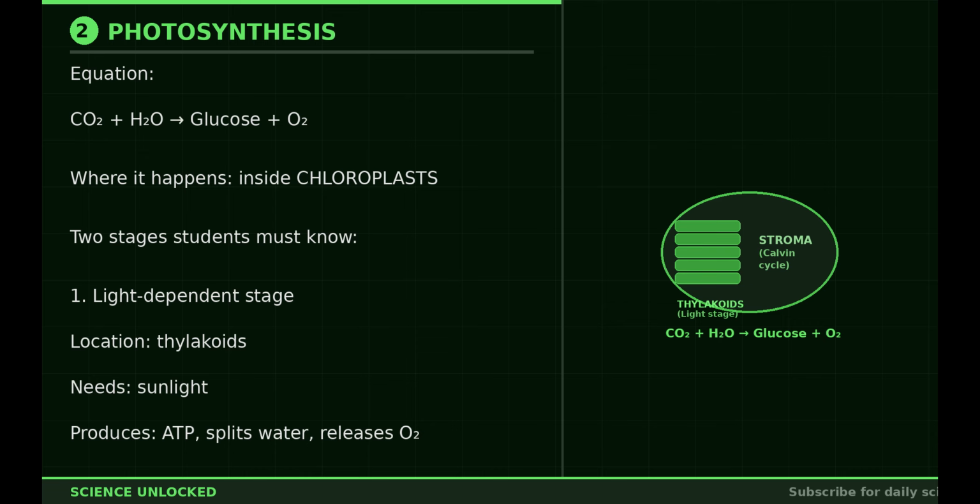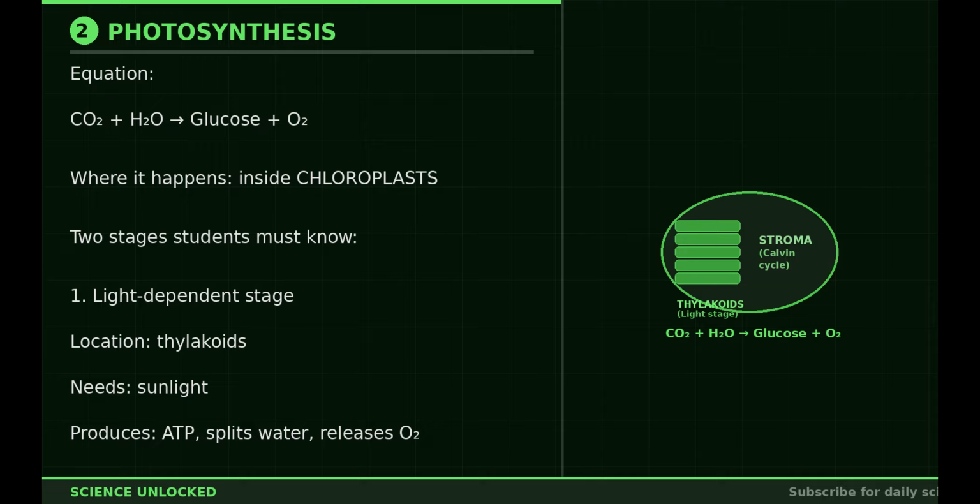Photosynthesis. The equation students memorize: carbon dioxide plus water, in the presence of light, produces glucose and oxygen. What they get wrong is where exactly this happens. Photosynthesis happens inside chloroplasts. Specifically inside structures within the chloroplast called thylakoids, where light energy is captured, and in the stroma, where carbon dioxide is converted into glucose. The leaf is just the delivery system. The chloroplast is the factory.